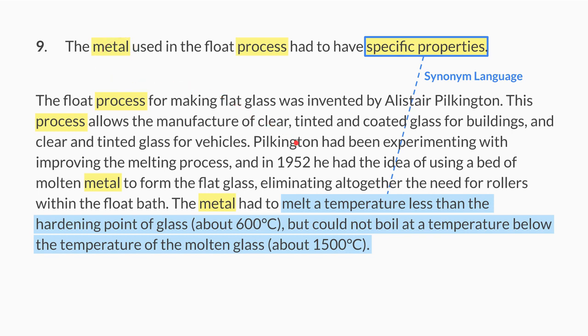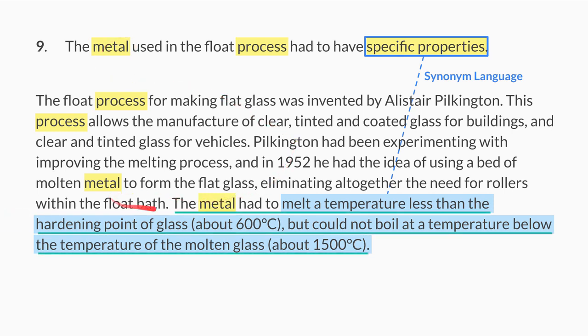So now we have located our matching sentence. This is our matching sentence, and all we have to do now is compare the information in this sentence to the information in the question sentence. So let's go through it one more time. It says that the metal used in the float process had to have specific properties. It had to have. There was no other way. It had to have specific properties, otherwise it would not work.